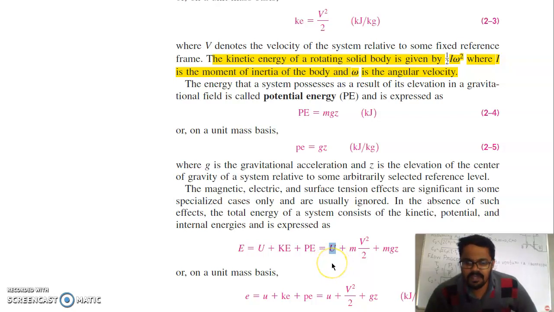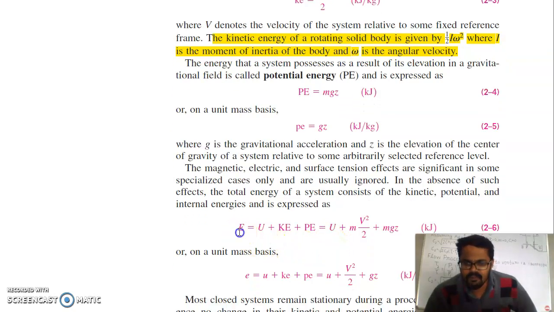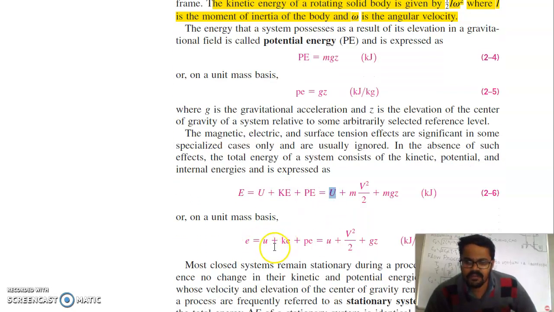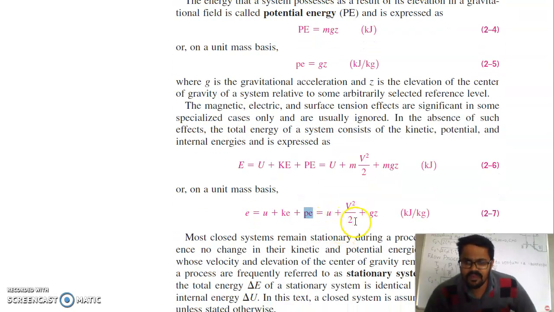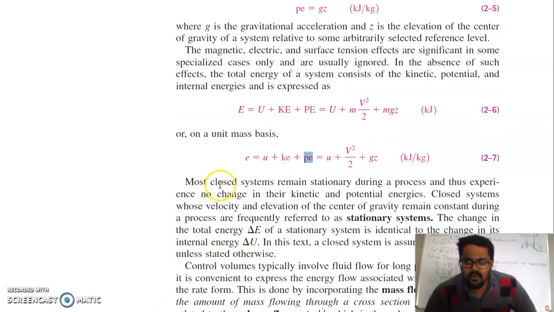So this is the concept here up to about the energy: your total energy of a system is the sum of internal energy of the system plus kinetic energy plus potential energy. Internal energy is denoted by U, and per unit mass it becomes small u, so you will get u plus V square by 2 plus gz. Most closed systems remain stationary during a process and thus experience no change in their kinetic energy and potential energy. Most of the time you can neglect these two energies.